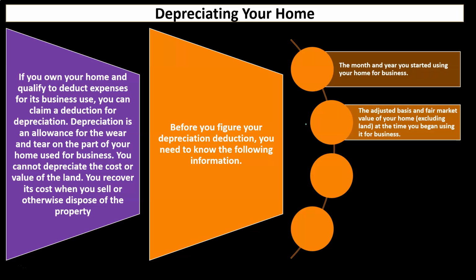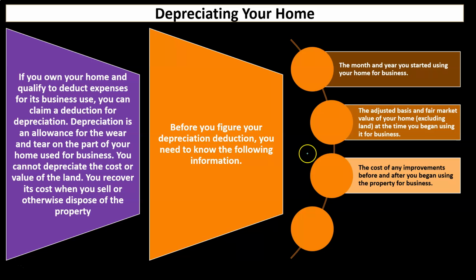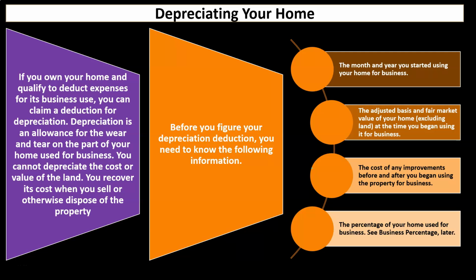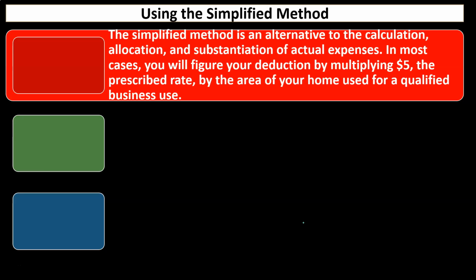So the adjusted basis and fair market value of your home, excluding land, at the time you began using it for business, the cost of any improvements before and after you began using the property for business. So improvements could increase the basis of the home. So you want to make sure you have that included so you can get the depreciation that you need. Or the more depreciation, typically the better. And the percentage of your home used for business. So you can see the percentage later. So using the simplified method.